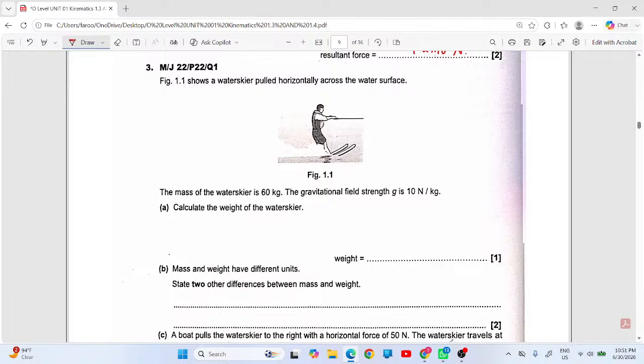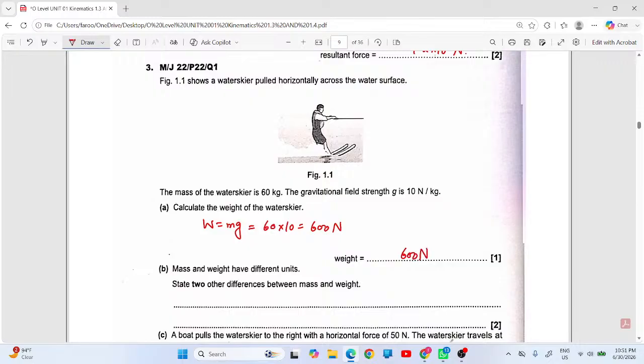The figure shows a water skier pulled horizontally across the water surface. The mass of the water skier is 60 kilograms. Gravitational field strength is given. Calculate the weight of the water skier. The weight W equals mg, 60 into 10, so 600 Newton.